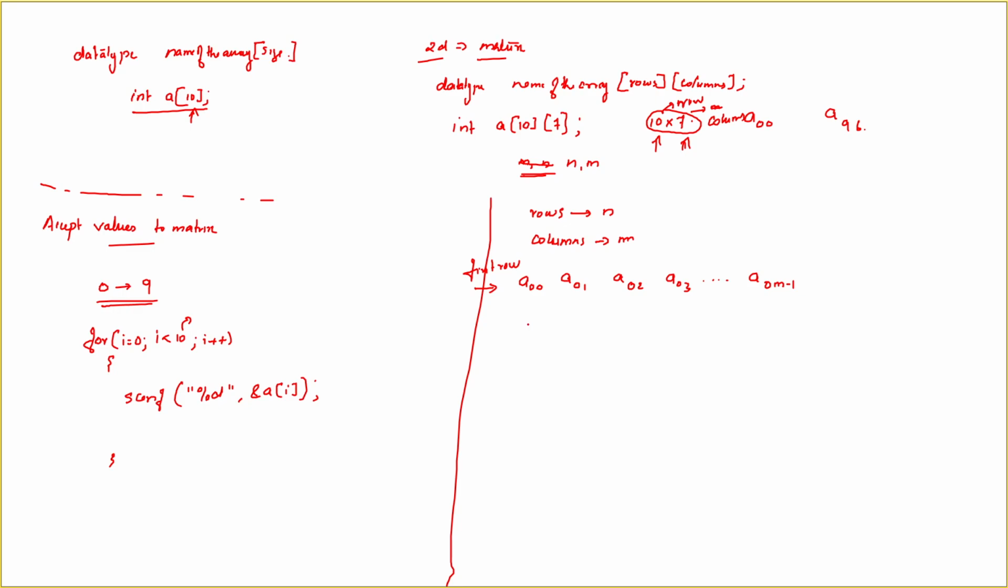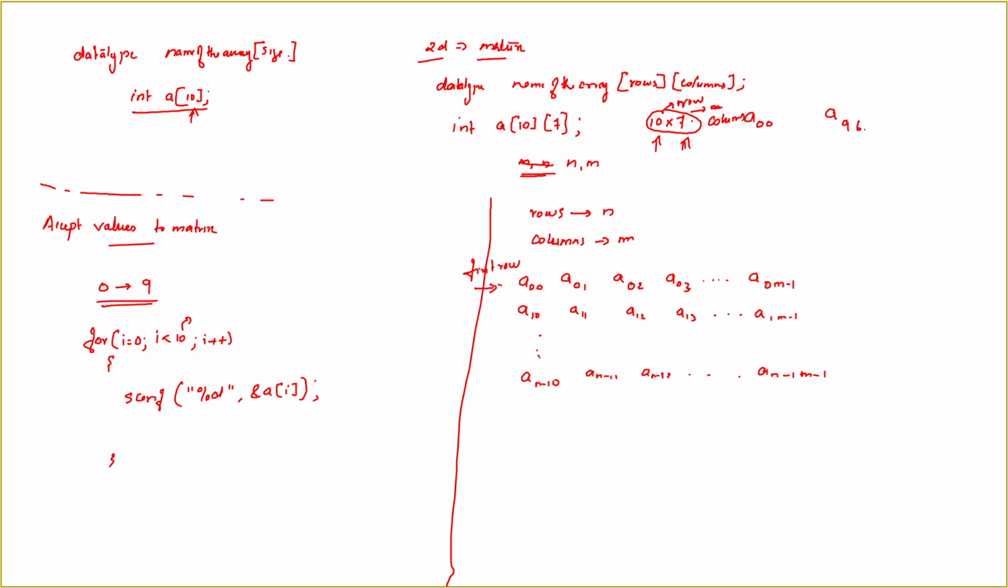Now, for the second row it will be a[1][0], a[1][1], a[1][2], a[1][3], up to a[1][m-1]. Now listen here. And the last row will be a[n-1][0], a[n-1][1], a[n-1][2], etc., up to a[n-1][m-1].